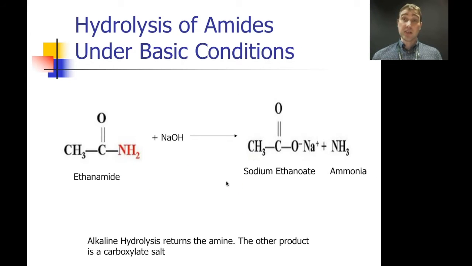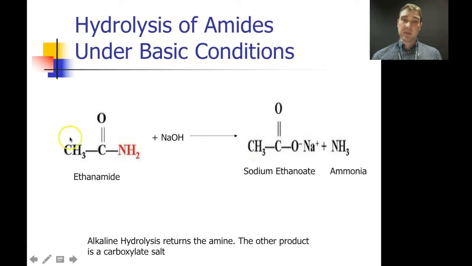Now, you can also do hydrolysis under basic conditions. In this case, again, we'll look at ethanamide. We're going to do it under basic conditions this time. Now, under basic conditions, rather than getting the acid being produced, you get a carboxylate salt being produced. So a carboxylate ion with the positive part of the base present as well. If you react an organic acid with a base, you get a carboxylate ion being produced.